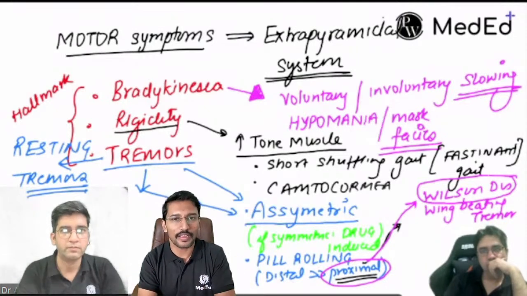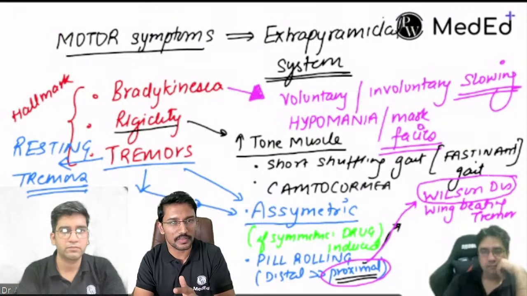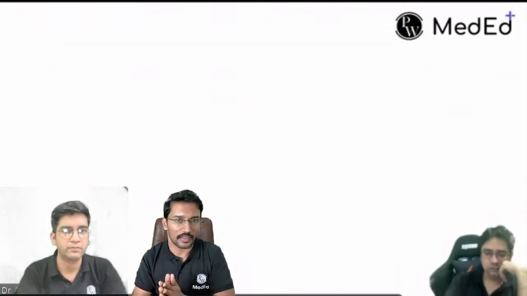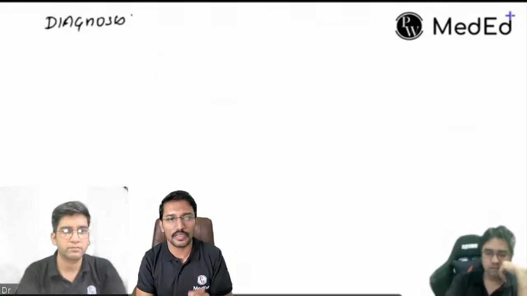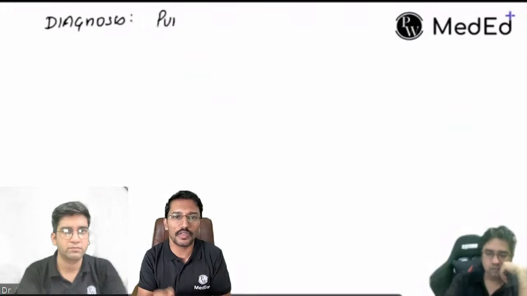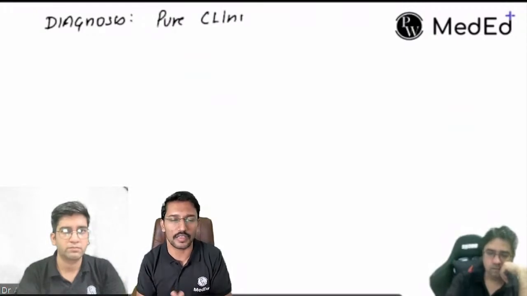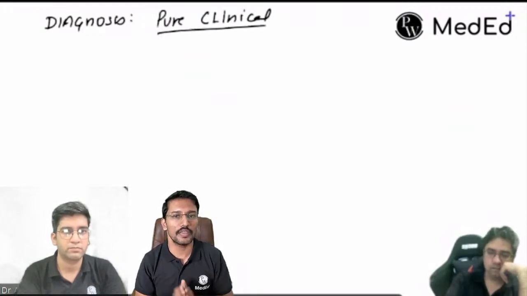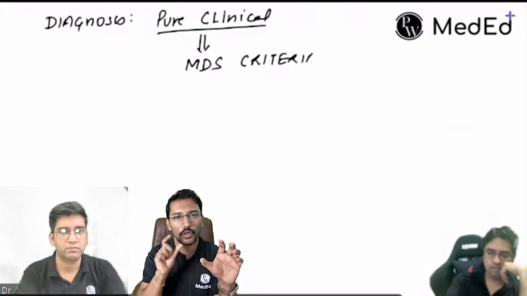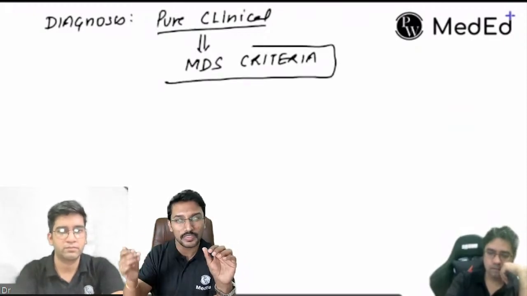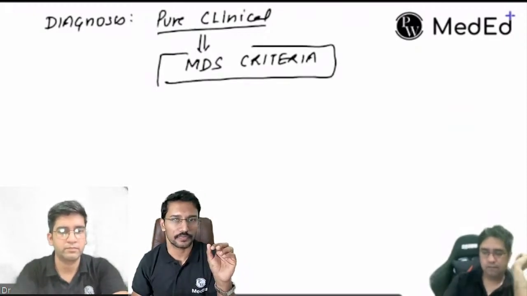Now coming to its diagnosis, how can we make a diagnosis of Parkinson's disease? Number one, the diagnosis is purely clinical. We don't need any imaging, and definitely we don't need a biopsy. The diagnosis is clinical. For the diagnosis, we follow the Movement Disorders Society MDS criteria. The criteria say any patient who has bradykinesia plus one of the following two symptoms can be said to have Parkinson's disease.